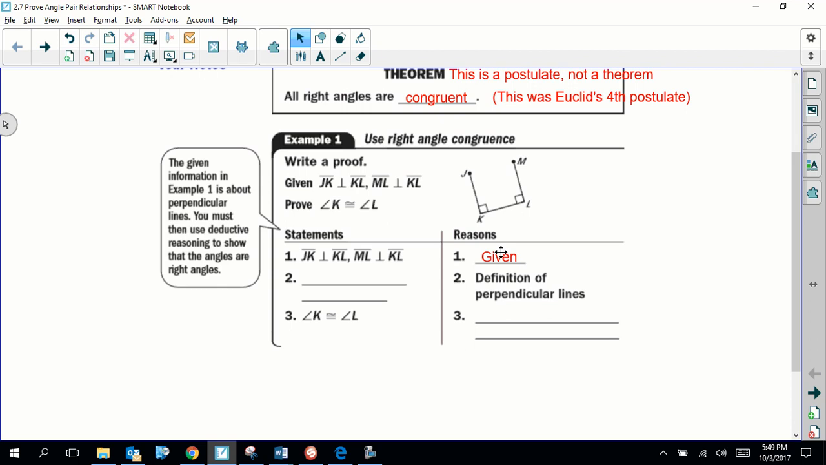Well, if I have these segments here, now I can say that angle K and angle L must be right angles. Because by definition, if I have segments that intersect with each other, I have to have right angles formed. And if I have right angles, then that means angle K must be congruent to angle L because all right angles are congruent. So the right angle congruence postulate. So that was a pretty straightforward example of how we're using a two-column proof to prove a statement about angle relationships.